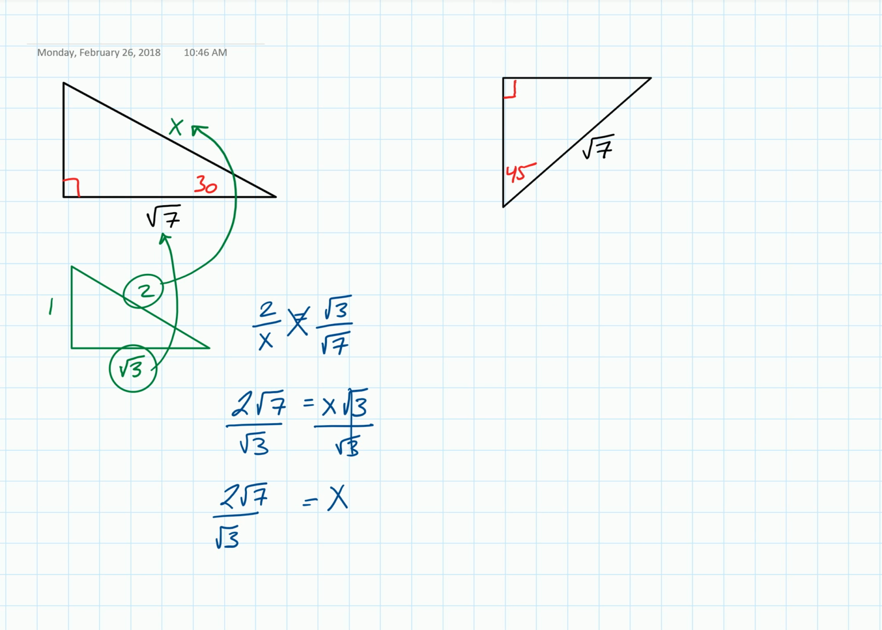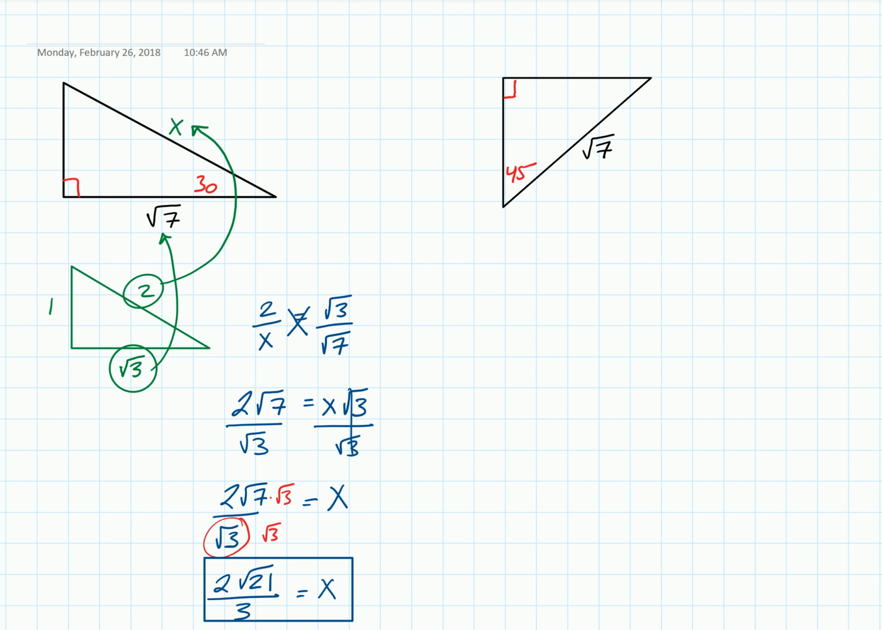And we want to simplify this radical 3 that we see down here in the denominator. So we're going to multiply the top and bottom by radical 3. Our final answer here is going to be in the numerator, 2 times radical 7 times radical 3 is 2 radical 21. And in the denominator, we have radical 3 times radical 3, which is just regular 3. So our answer here is 2 radical 21 over 3.